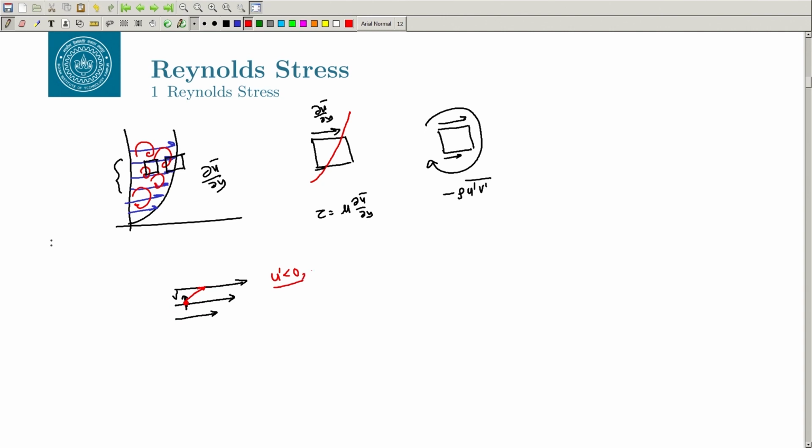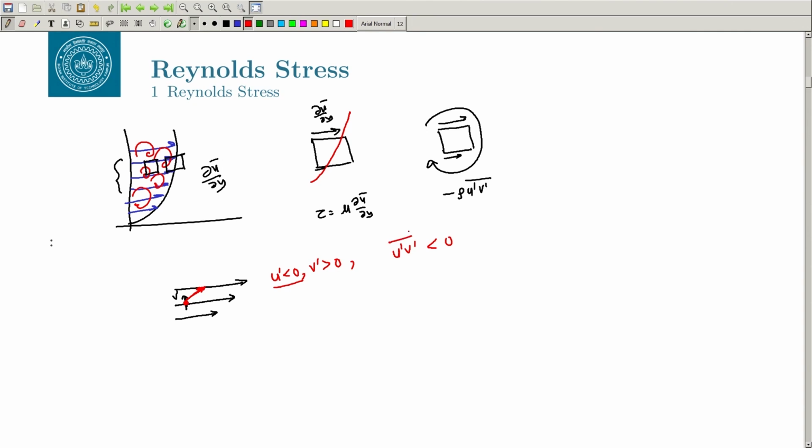and your V prime is greater than 0, right. It jumped from this point to another point here, right. So, the V prime is greater than 0. So, you have U prime V prime is less than 0, and if you take a statistical measure not only for one molecule, but for several molecules, it will become U prime V prime bar, right.